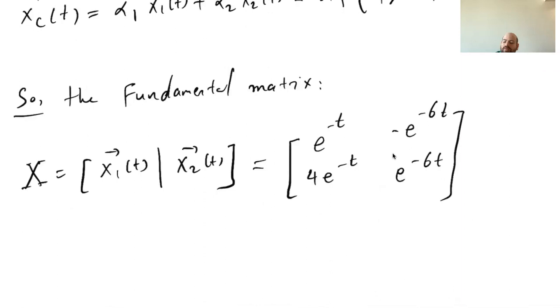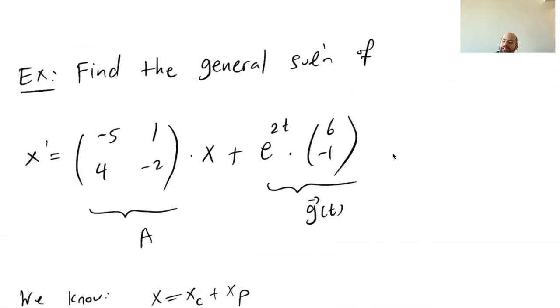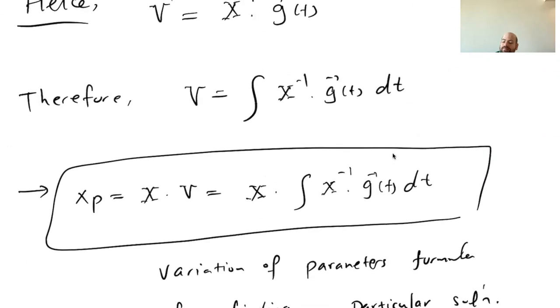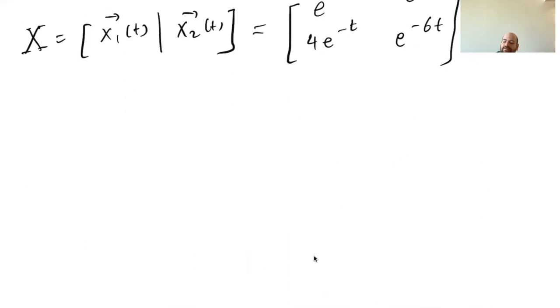So this will be our capital X. And then if we want to find V, remember X_p was capital X times V. And what is V? V is the integral of X inverse times g of t. We have g of t, we found capital X. Now we need to find capital X inverse.